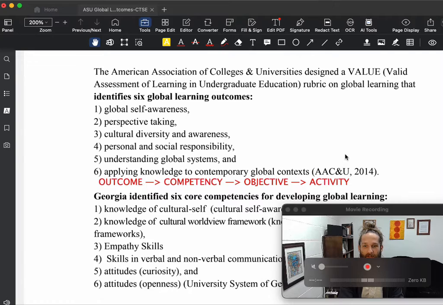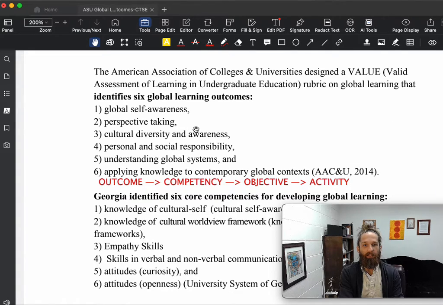Let's minimize down there. I have here a list of the AAC&U global learning outcomes. They have 6, and each of them has 4 levels of achievement. They actually call these competencies within the global learning outcome. And each of these competencies has 4 levels of achievement. So you can be at a very low entry level or achieve mastery.